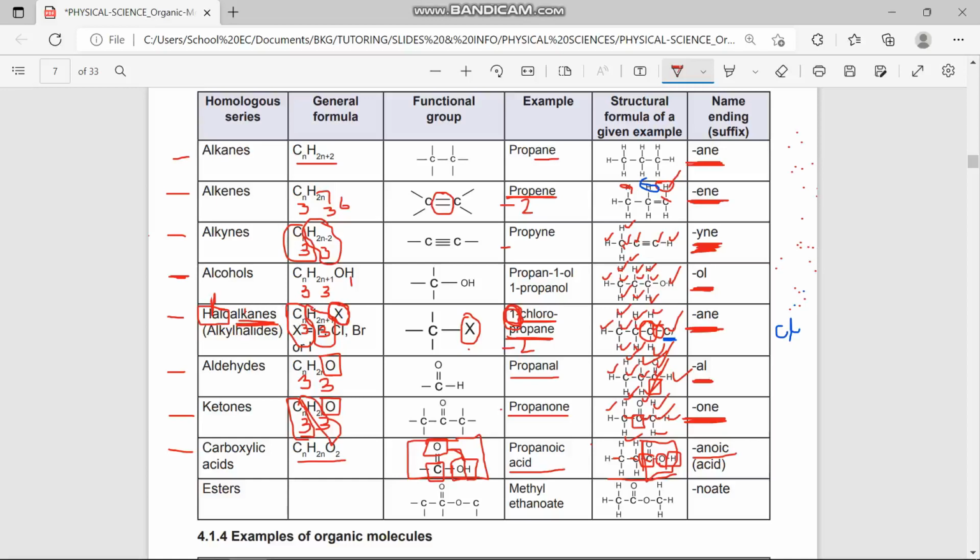Let's have some examples right now under these carboxylic acids.